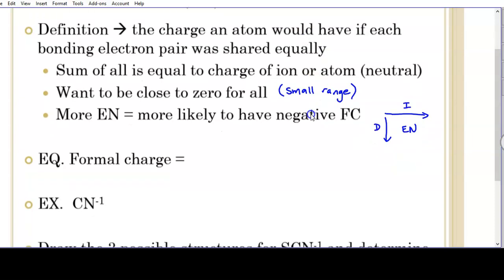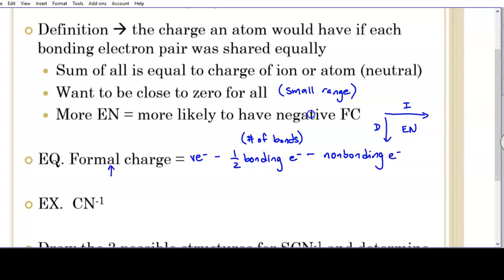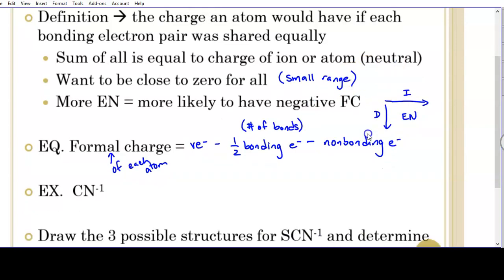The equation for formal charge is this, and we're going to do an example. Do not worry. It's the number of valence electrons for that particular atom, minus half the bonding electrons, which is basically just the number of bonds attached to it, minus all of the non-bonding electrons. And you do this for each atom. Okay, we're going to do an example, and then I'm going to have you try some stuff for me.